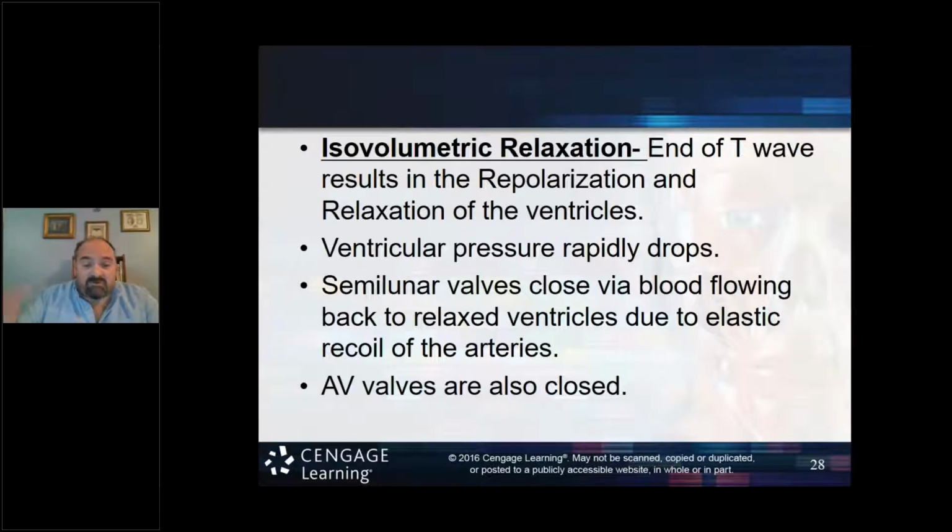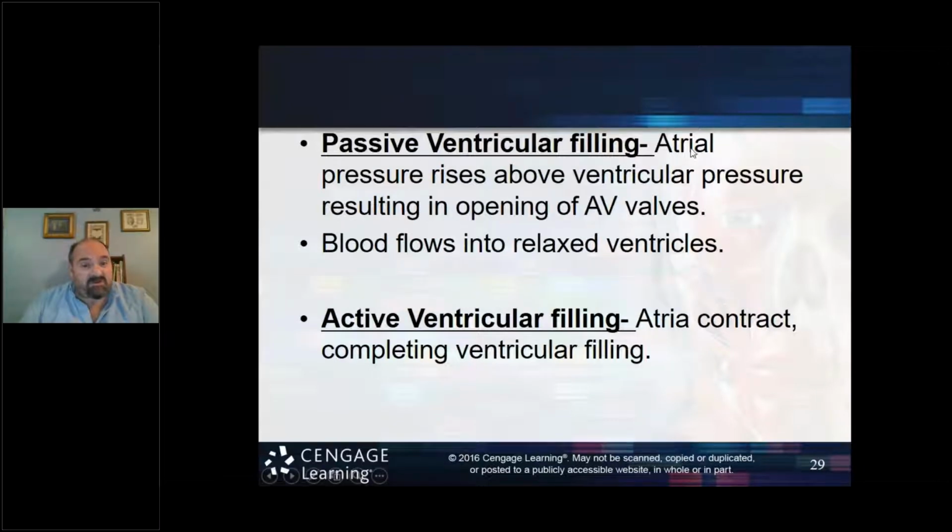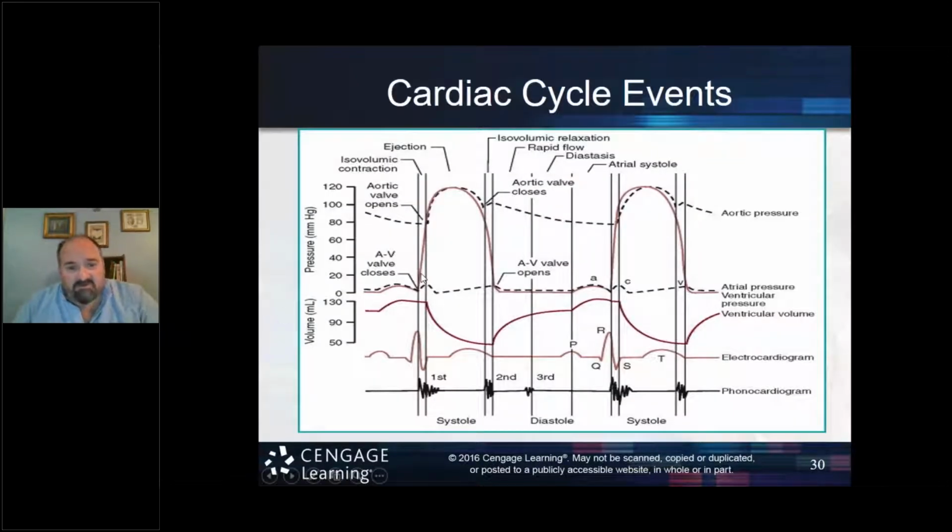The AV valves are also closed, because the atria are both going to be receiving blood, filling up. So, passive ventricular filling: atrial pressure rises above the ventricular pressure, resulting in the opening of those AV valves. Blood flows into the relaxed ventricles. Atria contract, completely releasing the blood from the atria into the ventricles, and then the valves close and the process begins again. So here you can see, folks, blood entering into chambers, then blood being ejected and released from the chambers.